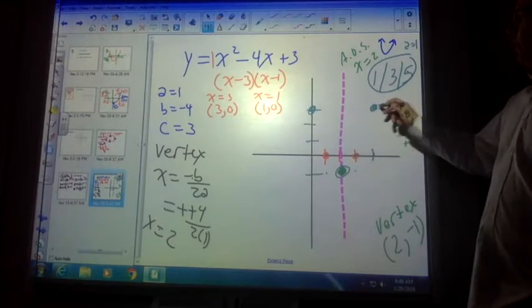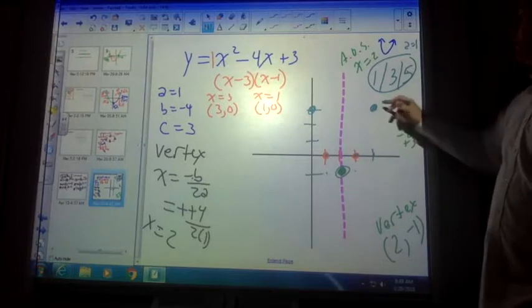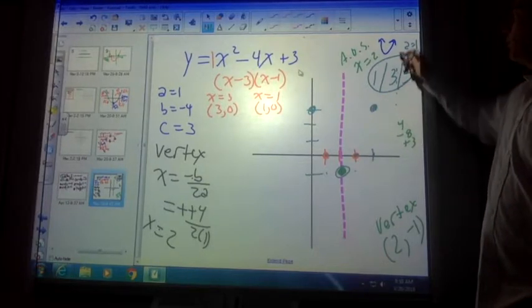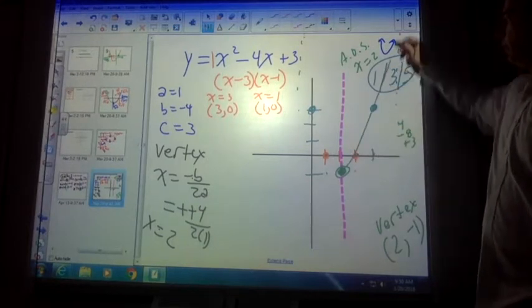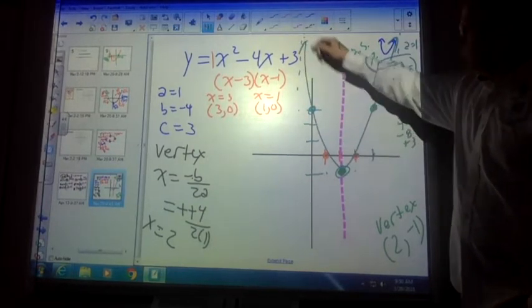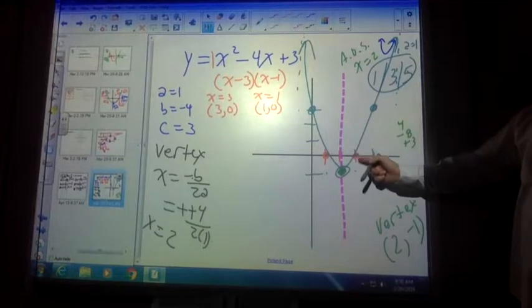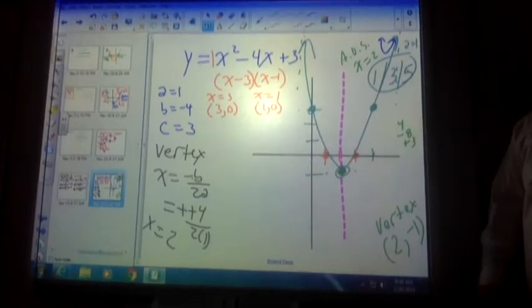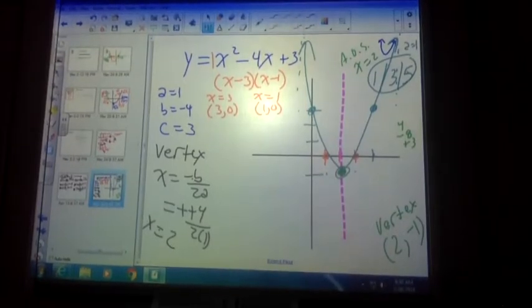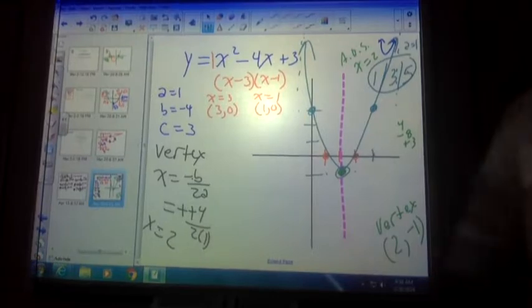What do you think I would do from these points? I'm going to go right 1 and up 5. And this one, left 1, up 5. Here's my parabola. Can I identify what these points are? Yeah, that's 1, 0. That's 0, 3. So you can do it with even a lot of roots. So you can graph it with just the vertex. That's exactly right.